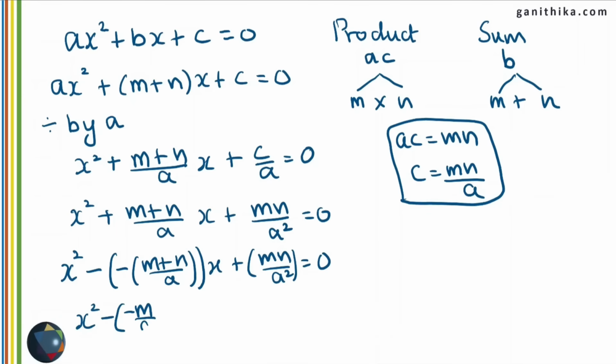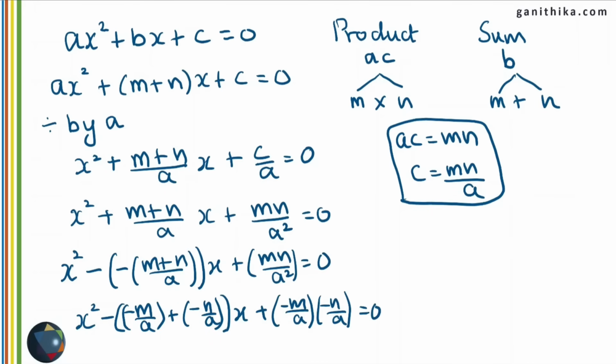Now I am going to split this further like this. Minus of (m plus n) over a can be written as minus m over a plus minus n over a, and mn over a² can be written as minus m over a multiplied by minus n over a. Why am I writing this? Because we know that x² minus (alpha plus beta)x plus alpha beta equal to 0 is the quadratic equation when alpha and beta are the roots of the equation.